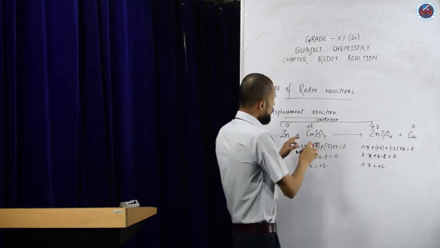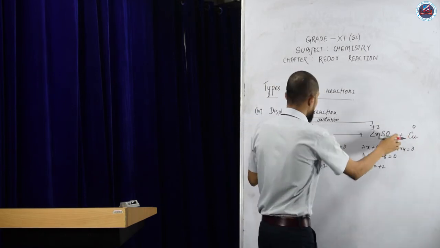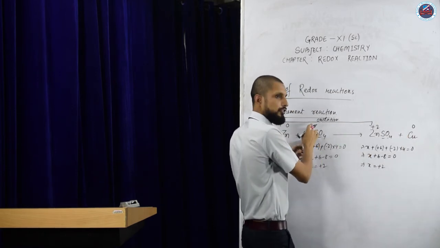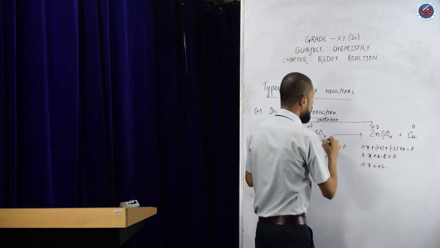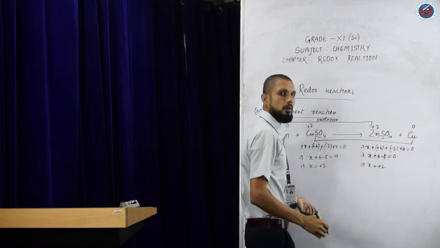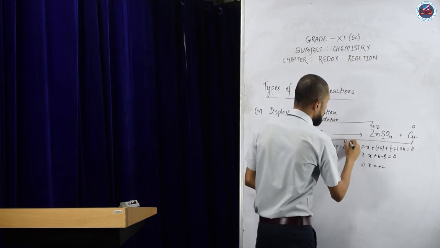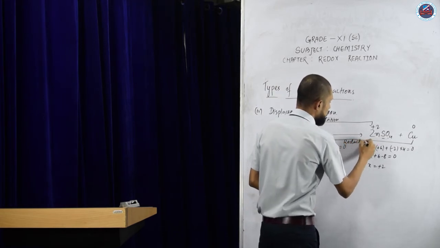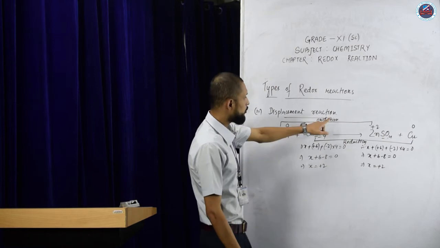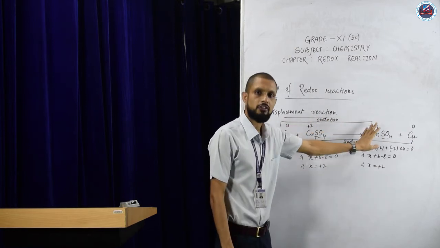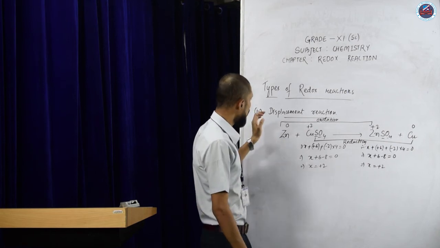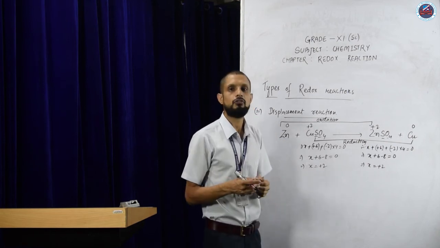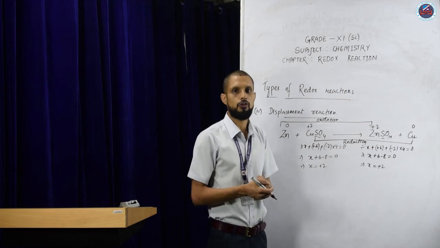Whereas from copper sulfate to copper, that is oxidation number of copper in copper sulfate is plus 2, to copper with oxidation number 0, the oxidation number decreases. So therefore this is reduction. And since you have both oxidation and reduction in this reaction, this is a redox reaction. So therefore, displacement reaction is also a type of redox reaction.